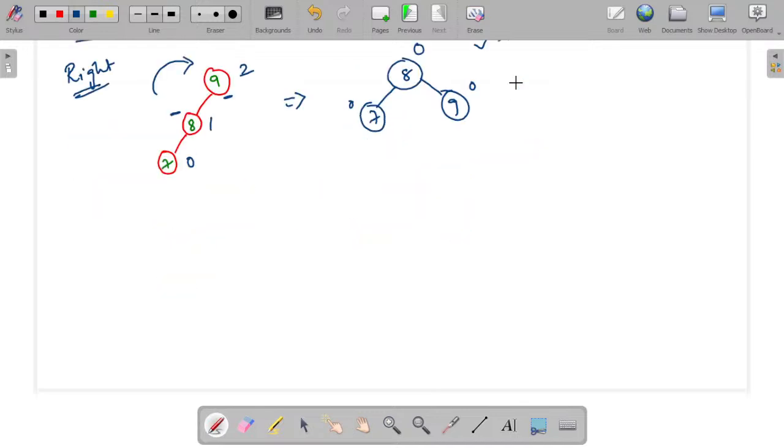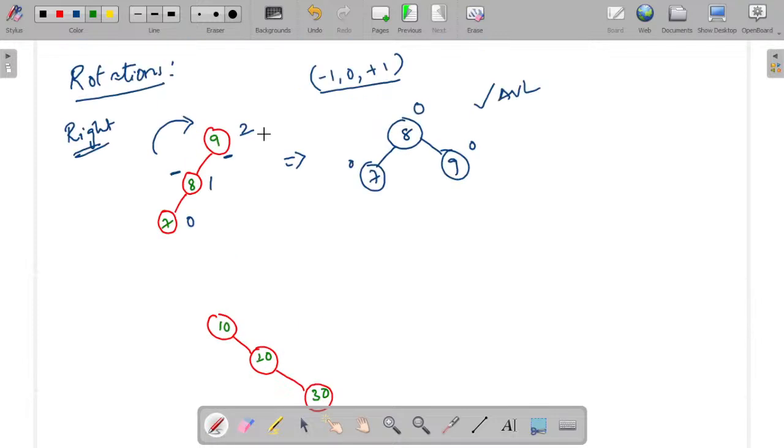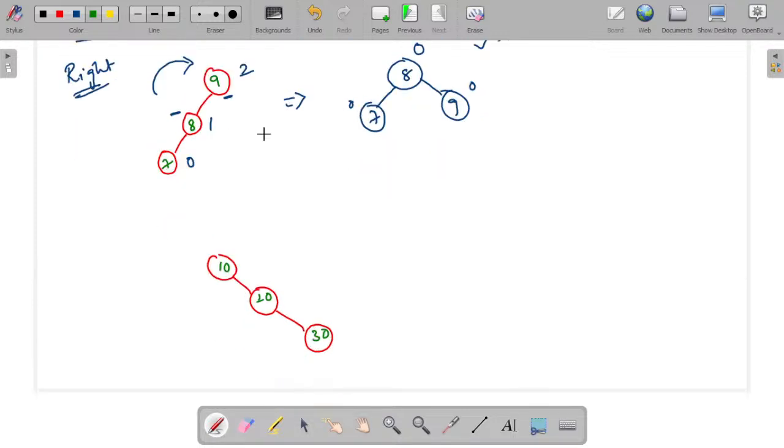Now let me give you one exercise. Tell me what we should do in this case. Can anyone tell me what operation we should perform here? You can try and relate this to the previous rotation and tell me what rotation we should perform.